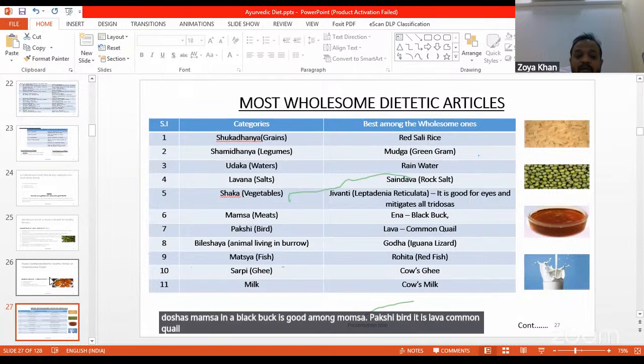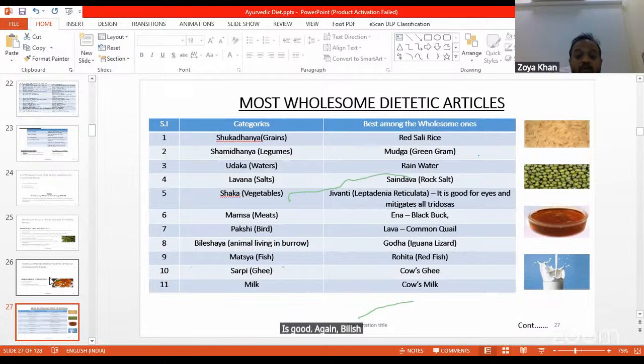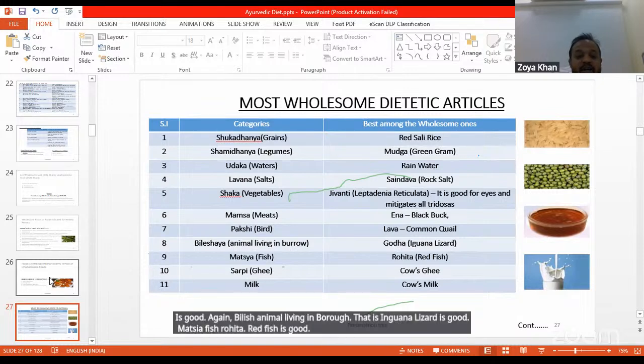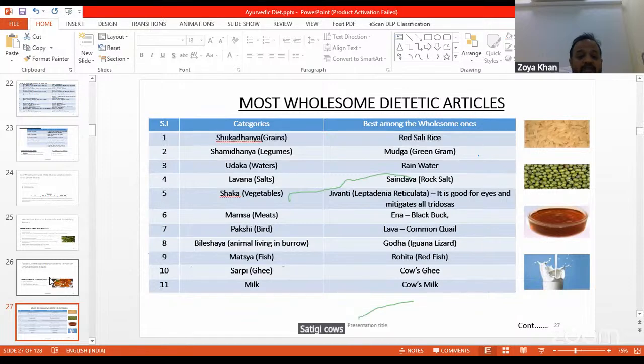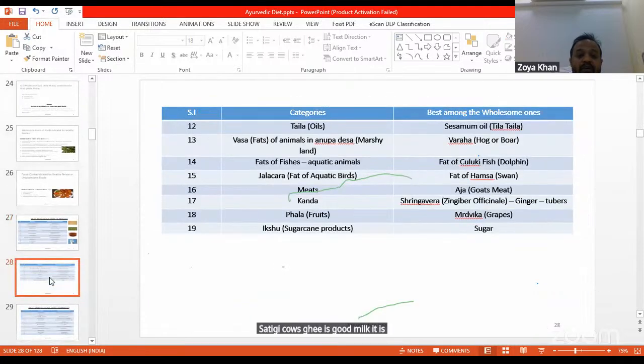Again, Bileshaya, animals living in burrows: Godha, that is iguana lizard, is good. Matsya, fish: Rohita, red fish, is good. Sarpi, ghee: cow's ghee is good. Milk: cow's milk is good. Again, among oils, taila, sesame, that is tila taila, is good.